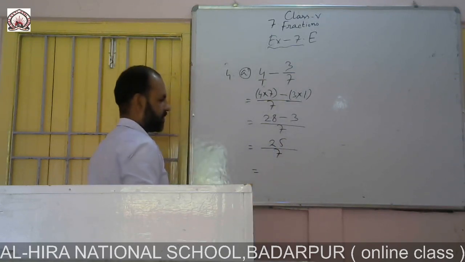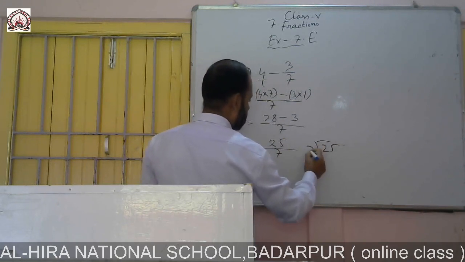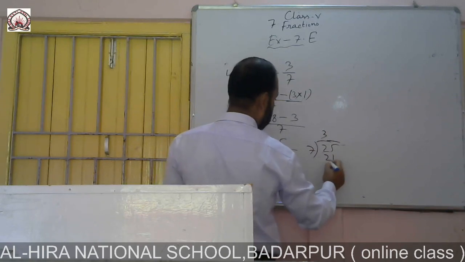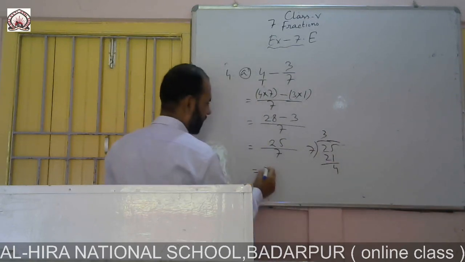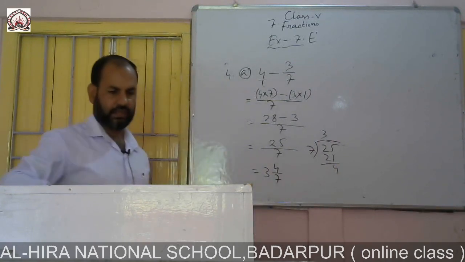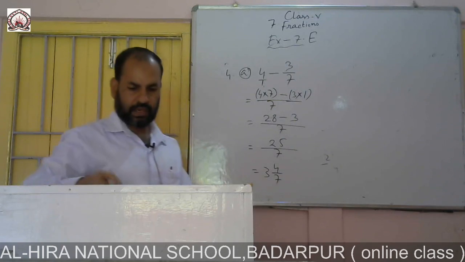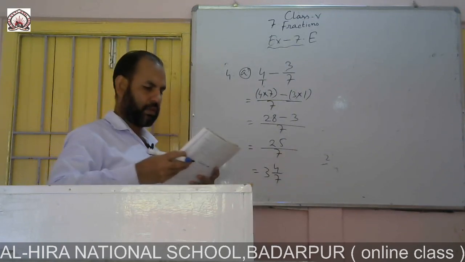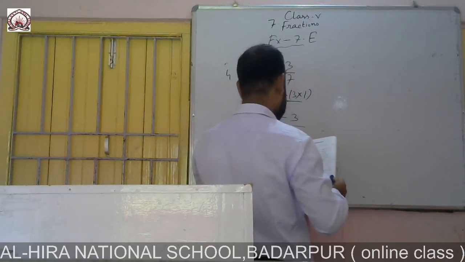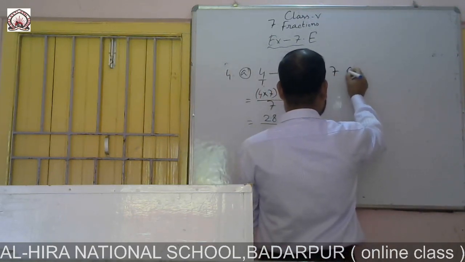So now mixed fraction. 7 threes are 21, remainder 4. 3 and 4 by 7. Answer is 3 and 4 by 7. Question number, next, 7A.